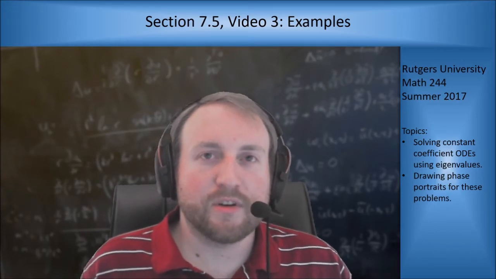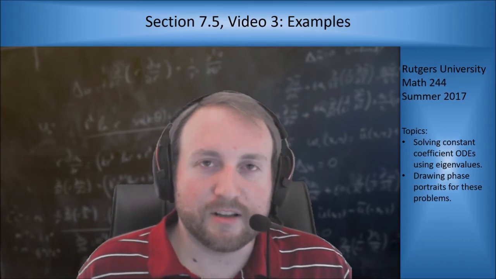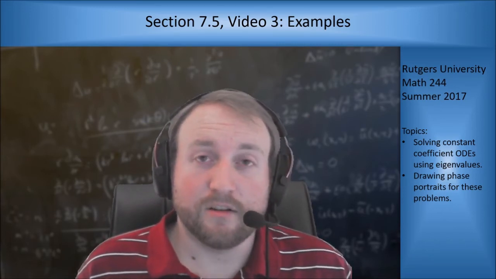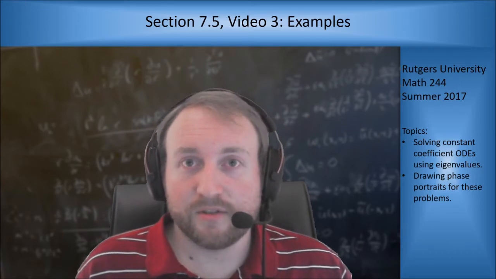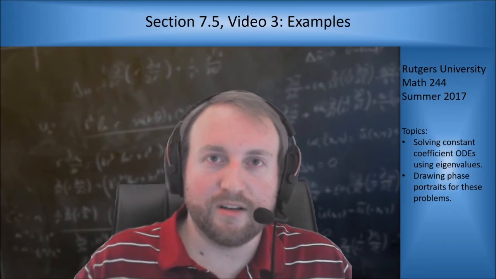In this video we're just doing some examples of solving ODE systems that have constant coefficient matrices where there are two real and distinct eigenvalues. So we're going to set up a couple matrices, do the examples, sketch out the phase portraits, and show you what those look like. Let's go ahead and jump right into the examples.